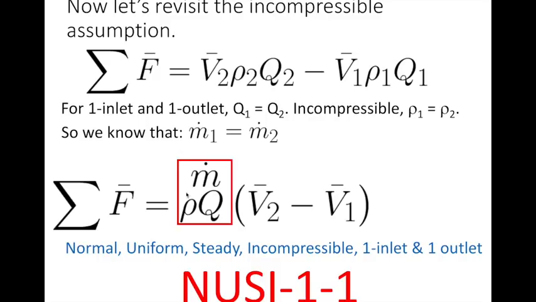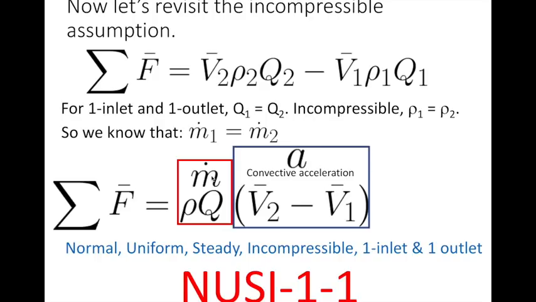acceleration. Okay, so again, rho times Q, mass flow rate, multiplied by change in velocity from our inlet and our outlet. Well, that's a convective acceleration, right? V1 representing what the velocity was coming in, V2 what it was going out. Change between V2 and V1 is the acceleration as it moves through our control volume. We've got a mass multiplied by an acceleration. It's actually a mass flow rate, right? We know that that equals the sum of our forces. So Newton's second law.